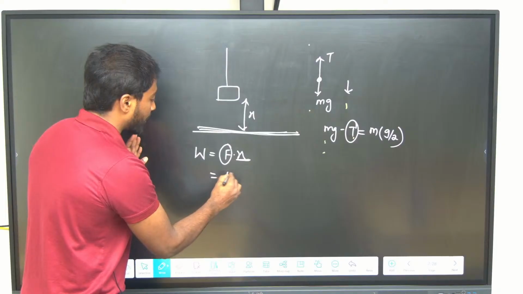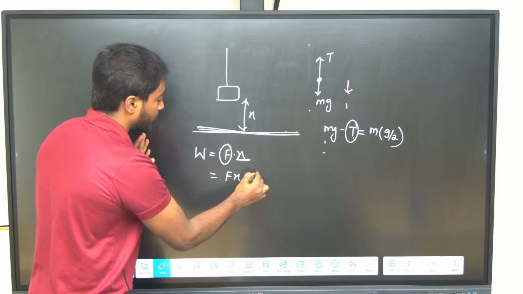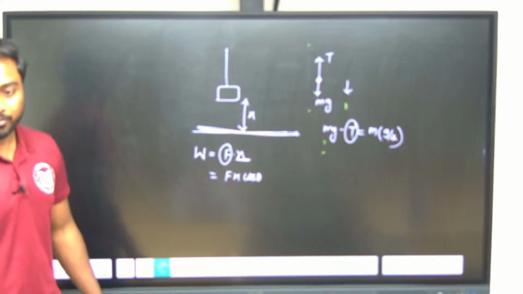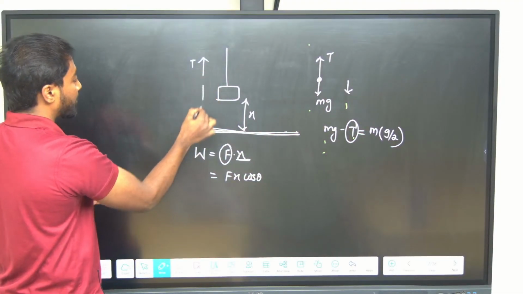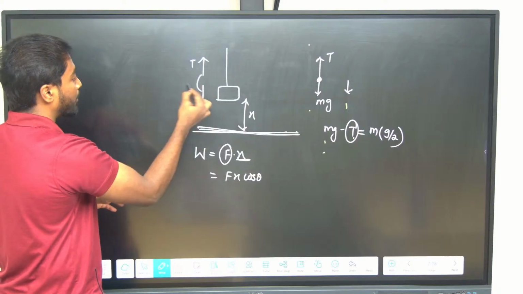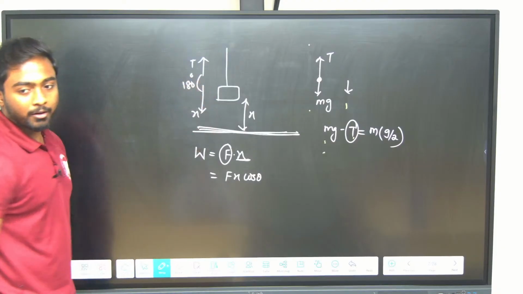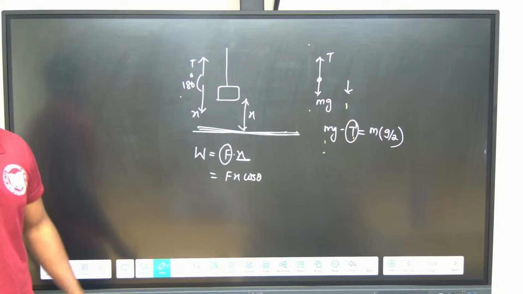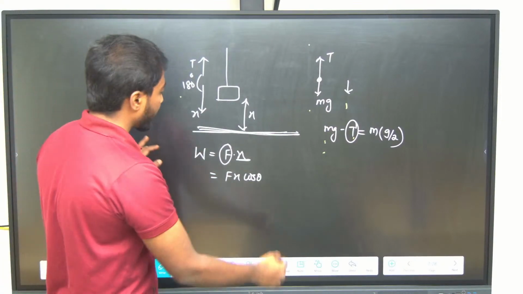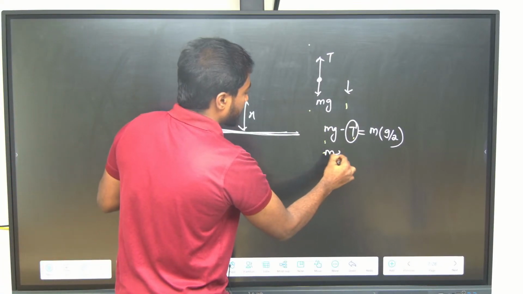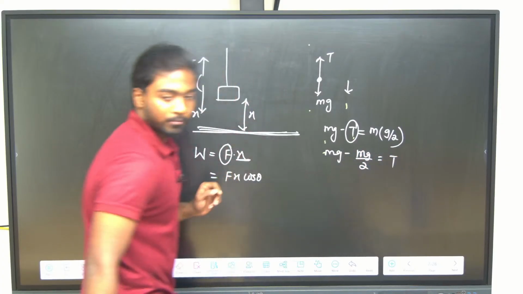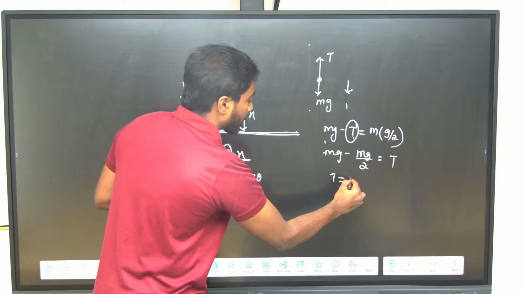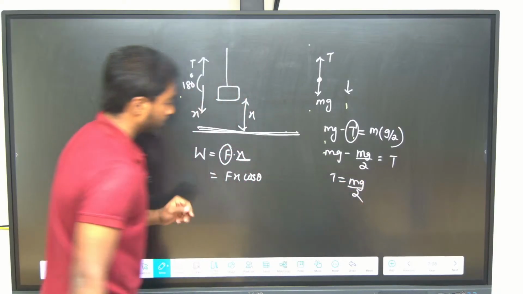So can I write F x cos theta? The tension is acting upward and the displacement is going downward. The angle between them is 180 degrees. So cos 180 is minus 1. So mg minus mg by 2 will be equal to T. So T will be mg by 2. So I will substitute here.